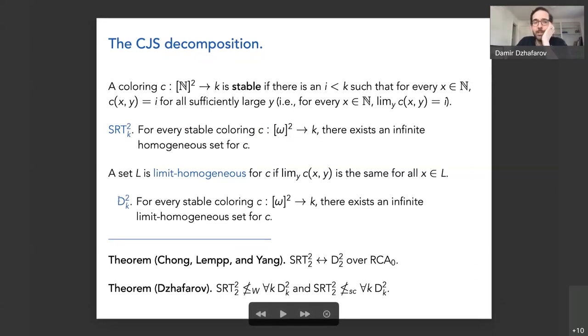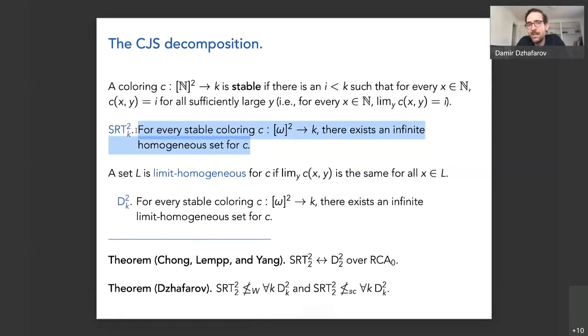There's a related notion here, which is a related principle called D^2_k. Let's say a set L is limit homogeneous for a coloring C if, when I look at any x in L, then, let's say a stable coloring C, that eventual color that C has with all sufficiently large numbers is the same for all the elements x in L, right? Let's notice that in a homogeneous set. So let's say we have a stable coloring C, and let's take a homogeneous set H for this. If I have an infinite homogeneous set, if I look at the least element of this, it makes the color red, let's say, with every number in the homogeneous set. That means its eventual color has to be red, right? Because it's red with infinitely many things, and it has an eventual color.